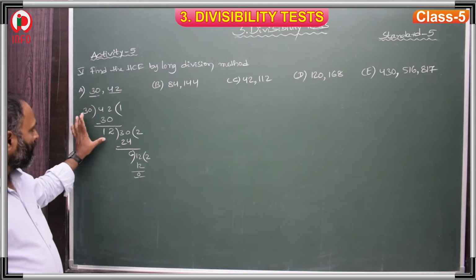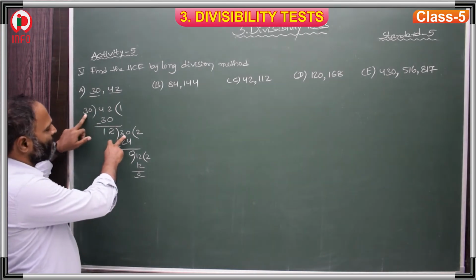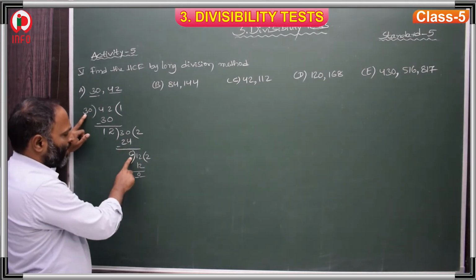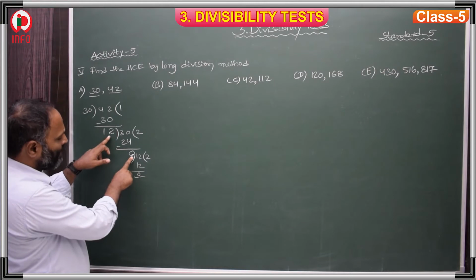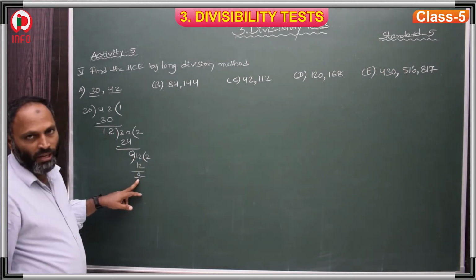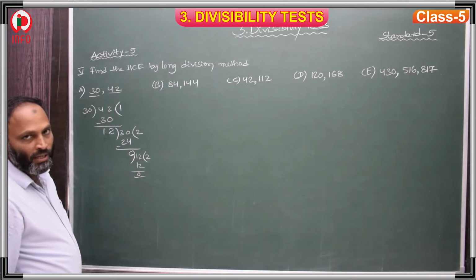First remainder with first divisor. This remainder divides the first divisor. 12 twos are 24. Again remainder 6. This remainder with second divisor. 6 twos are 12. Here we get remainder as 0. So this 6 is the HCF of 30 and 42.